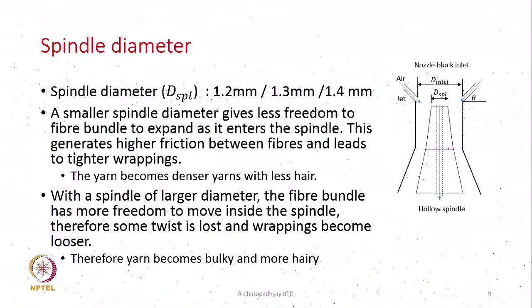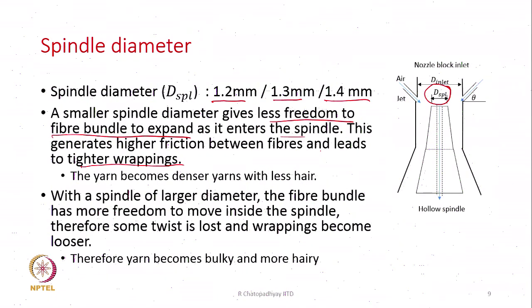Now, spindle diameter. So, this is the spindle, and the diameter of the spindle is shown here. This is hardly 1.2 mm or 1.3 mm, 1.4 mm, and within this diameter also there is a hole. Through those holes the fibers are passing. So, you can imagine how small these holes are. A smaller spindle diameter gives less freedom to the fiber bundle to expand as it enters the spindle. This generates higher friction between fibers and leads to tighter wrappings. Expansions will be less, wrappings are going to be tighter, the fibers are going to be more compact.